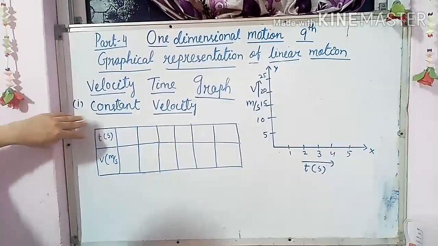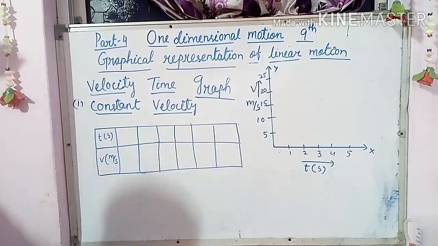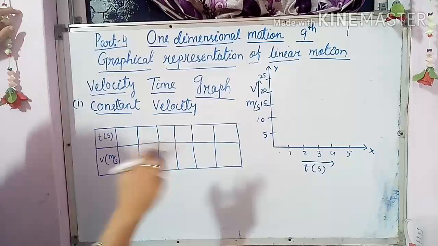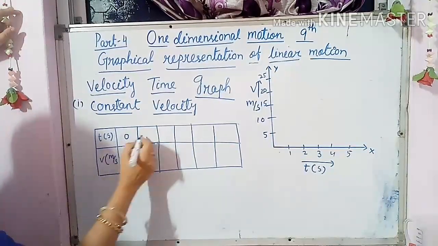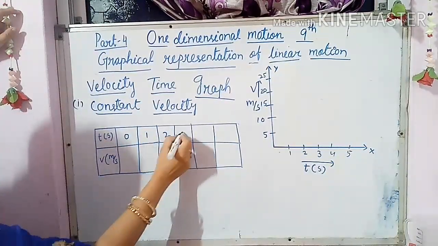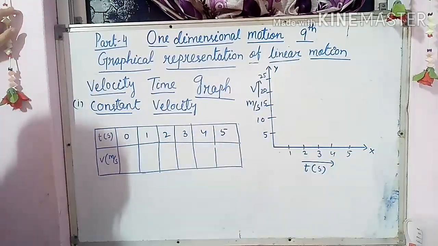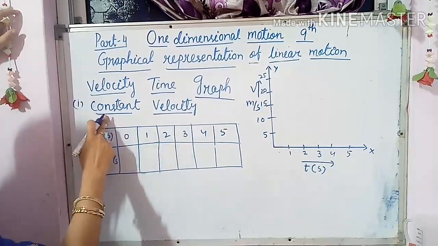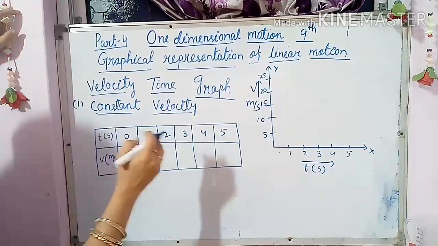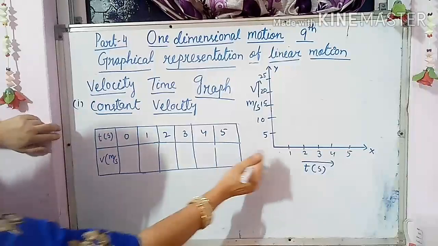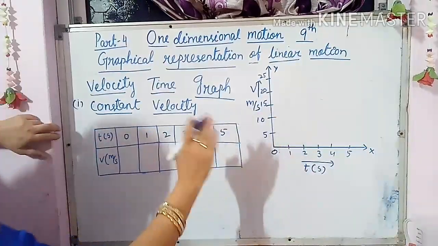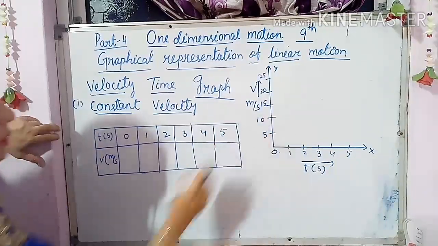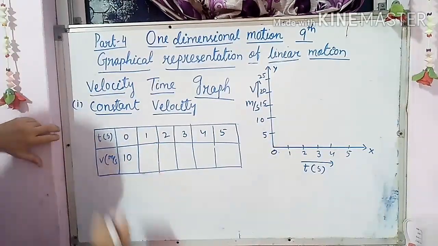Now children, let's take some values. After that we will draw the graph. So time in seconds, but as I told, the time interval is the same. Suppose it is 0, 1, 2, 3, 4, 5 like this. Here your velocity, as I told, is constant. You have to remember, you can start from anywhere. Suppose at 0 seconds, it is 10.